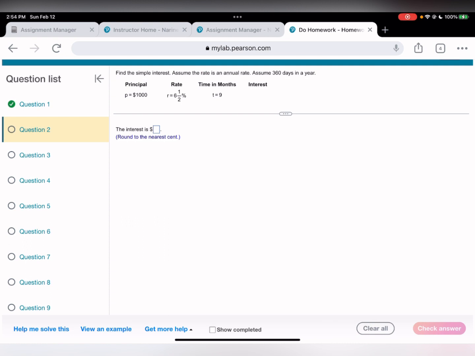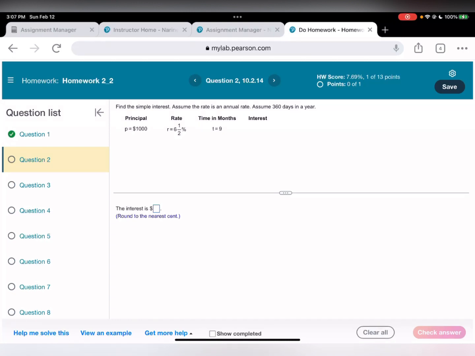Question number 2. What do we have here? We need to find principal with simple interest. Okay, and we assume the rate is an annual rate. If it doesn't say what kind of rate it is, rate for daily basis, for semi-annual, quarterly, then we take it as an annual. Assume 360 days in a year. Just so you know, for the bank, there are 360 days, not 365. So everything that bank can benefit. So 360 days would be amount of days in a year that bank use for calculation.